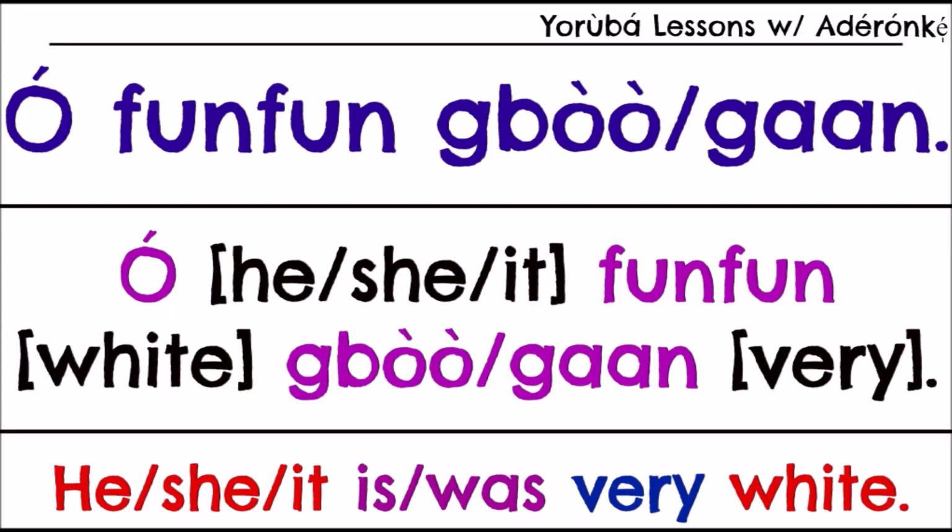And then I would reply by saying, me or them or whoever is replying this time would say o funfun gbo. O funfun gan. O funfun gbo or o funfun gan is what you would say if you intend to say she or it is or was very white. Gbo is an adjective for white, and it's only specific to anything white. So you cannot say o dudu gbo, it was very black. No, that would not work.